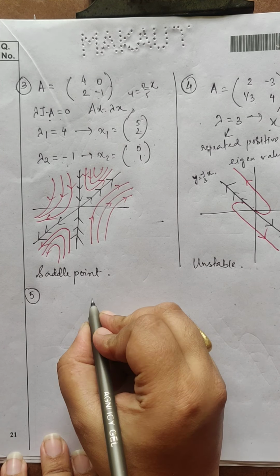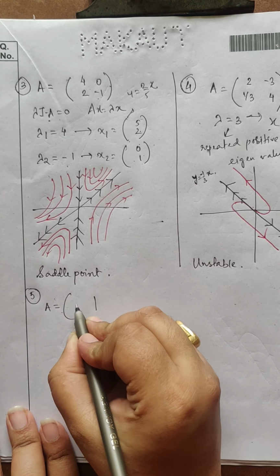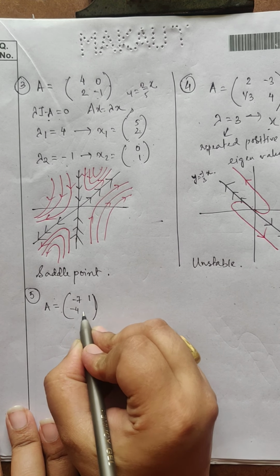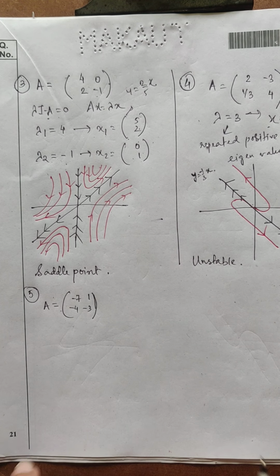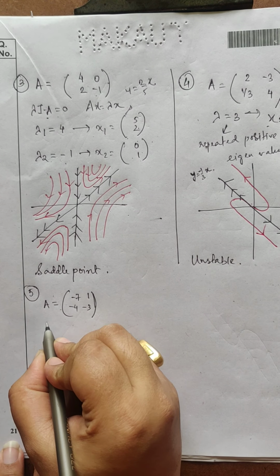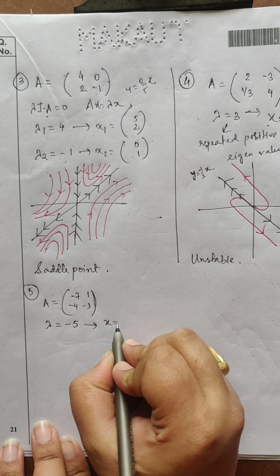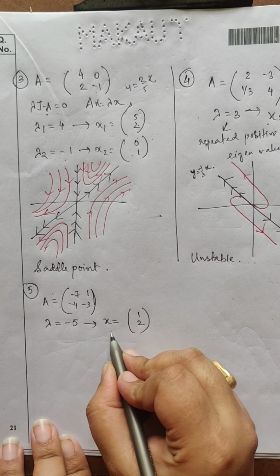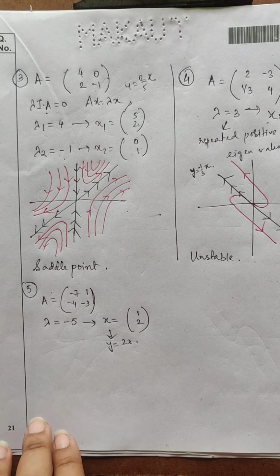So when I consider a repeated negative eigenvalue, we first take a system matrix like -7, 1, -4 and -3. This is my system matrix. Now using the same concept of lambda I minus A, you find lambda, which is -5, and the eigenvector will be 1 and 2. Since it's 1 and 2, these two are the eigenvectors for lambda equals -5, and the equation is y equals 2x.